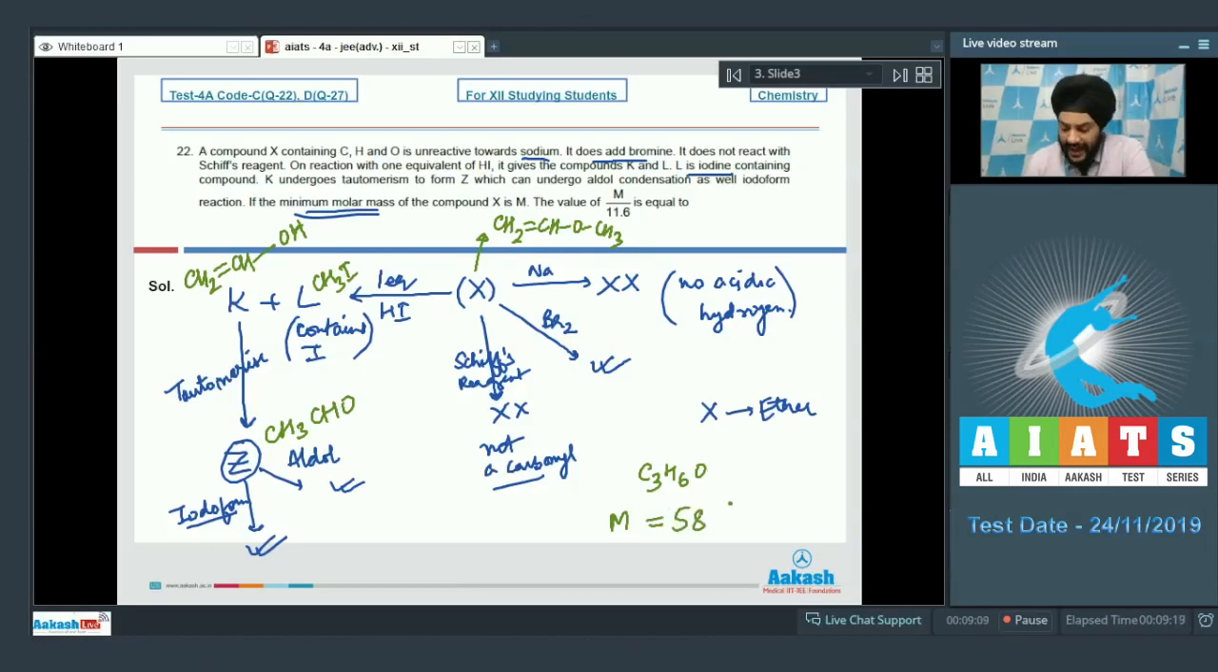Okay. So now, students, we have to report the value of M by 11.6. So M when divided by 11.6 gives us a value equal to 5. So students, the answer to question number 22 has to be reported as 5. Let us look at the next question now.